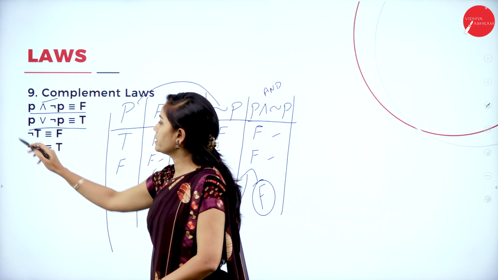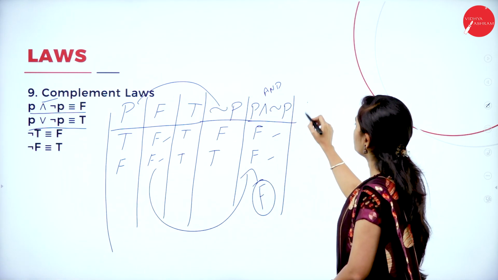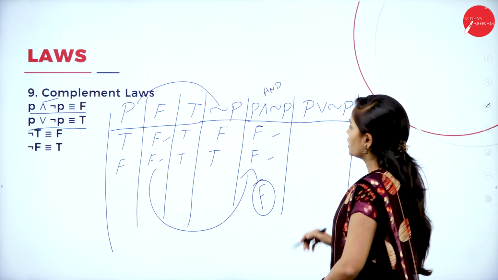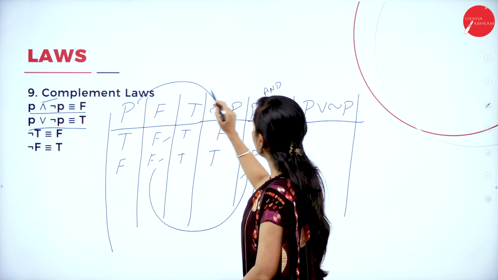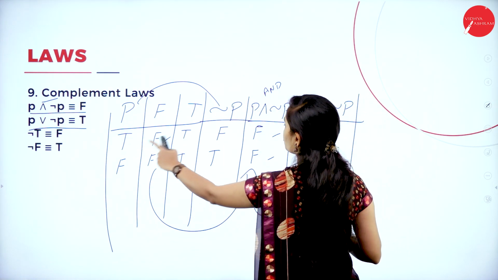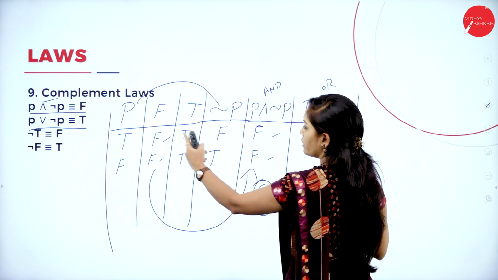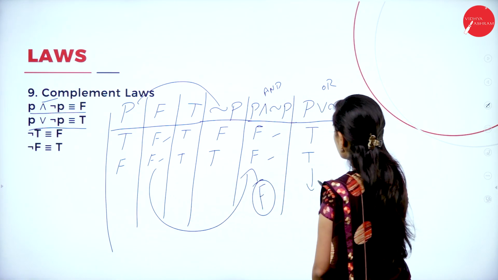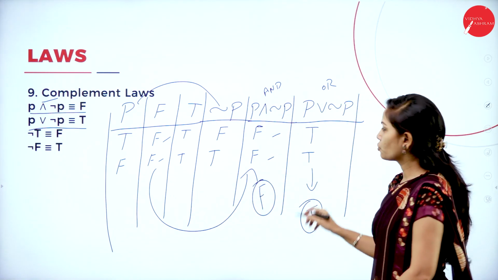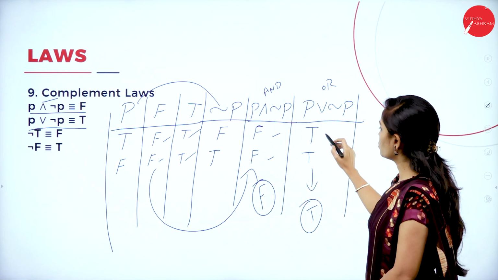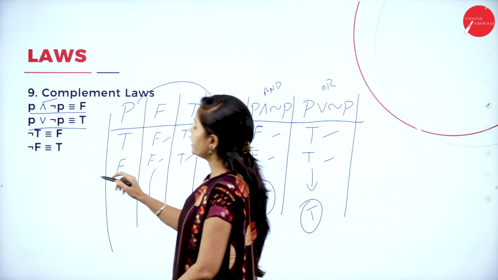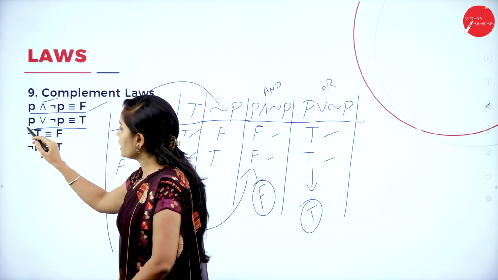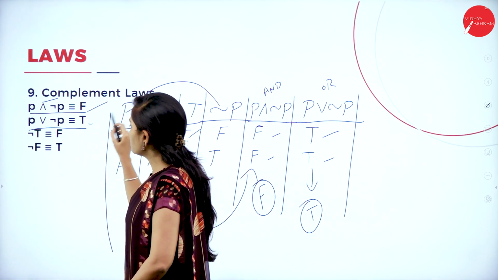And the second statement is P is OR with negation P. That should be equal to true. So here I will consider this P value and negation P value. So true, false. I am using OR operation. If any one of the conditions is true, it is also true. So this is your true condition, right? So T is equal to true, true. So here also you got true, true. So in the first statement, P ANDed with negation P, you will get false. And if P is OR with negation P, you will get true.